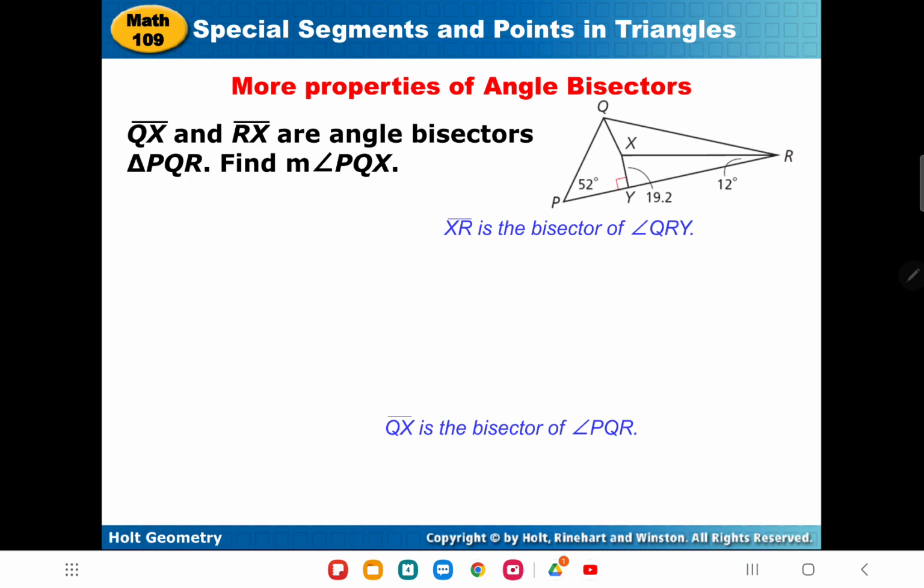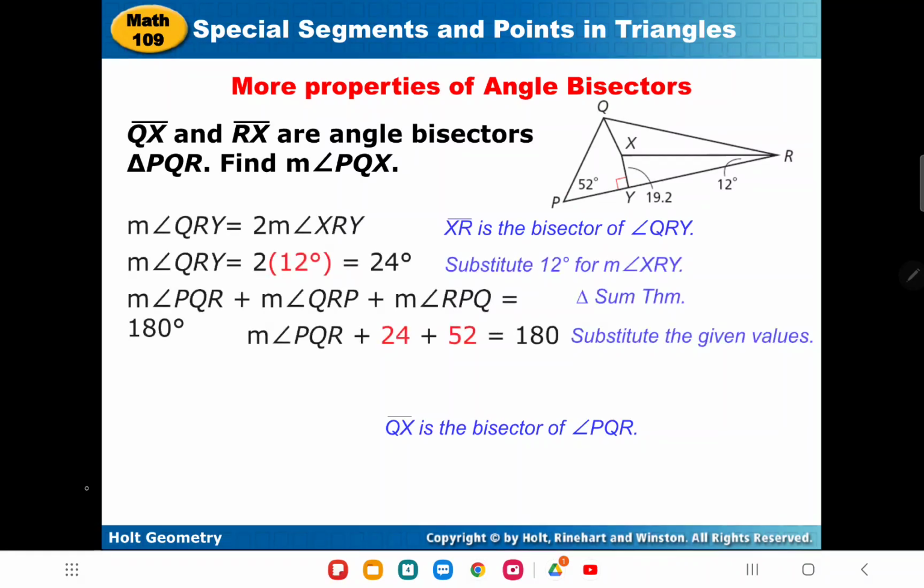More properties of angle bisectors here. QX and RX are angle bisectors in triangle PQR. We're asked to find the measure of angle PQX. Okay, angle PQX. We're going to use the triangle angle sum theorem, and we're also going to use some properties of angle bisectors. You'll notice that RX has bisected angle QRP, and QPR has not been bisected. It has a measure of 52 degrees. So we're going to do some substitution.